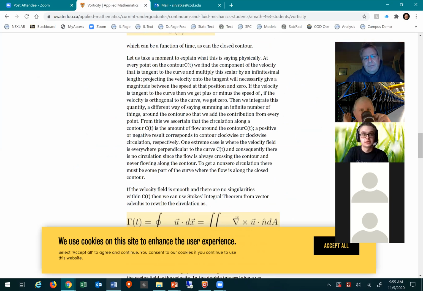At every point on the contour C of t, we find the component of the velocity that is tangent to the curve and multiply this scalar by an infinitesimal length. Projecting the velocity onto the tangent will necessarily give a magnitude between the speed at the position and 0. If the velocity is tangent to the curve, then we get plus or minus the speed. If the velocity is orthogonal to the curve, we get 0. Then we integrate this quantity, a different way of saying summing an infinite number of things around the contour, so that we add the contribution from every point.